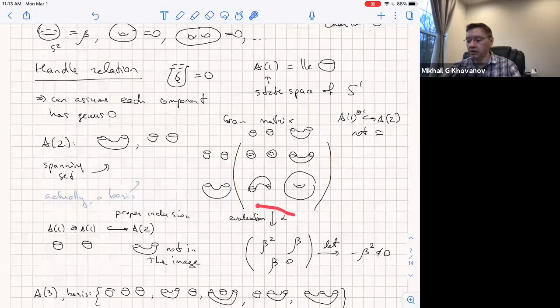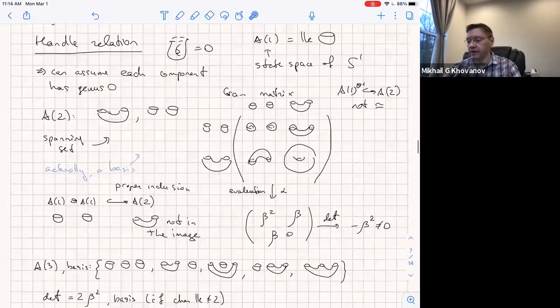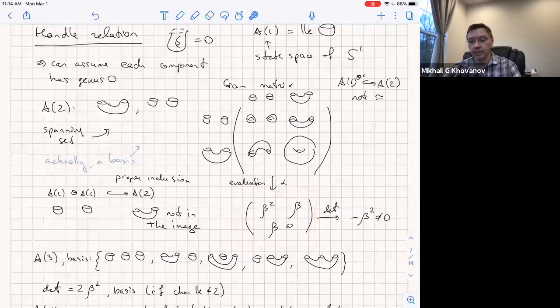And we need to apply evaluation alpha to every term. We apply alpha. There are two spheres, we get beta squared. This is a two-sphere, beta. Here we have 0 because alpha of a torus is 0. So then this is our Gram matrix. And you see that this Gram matrix has non-zero determinant, minus beta squared. So this tells us that the set of these vectors is actually the basis of A2, not just a spanning set.